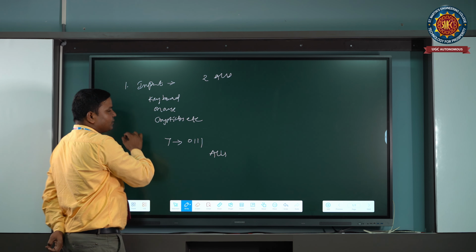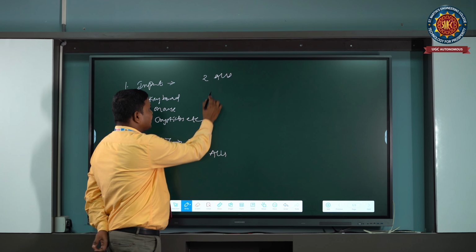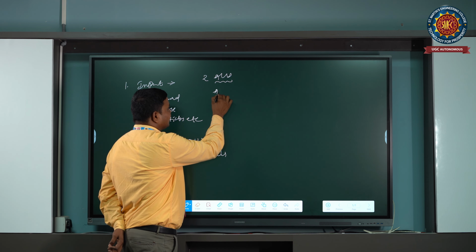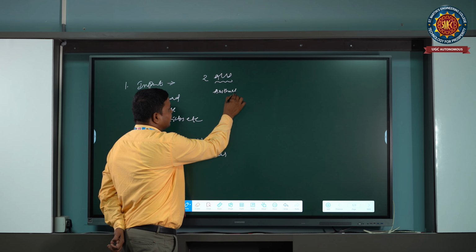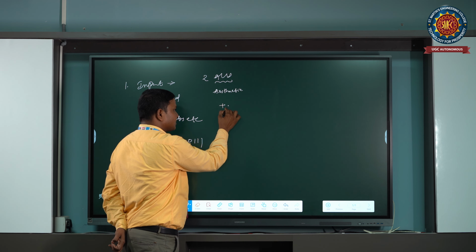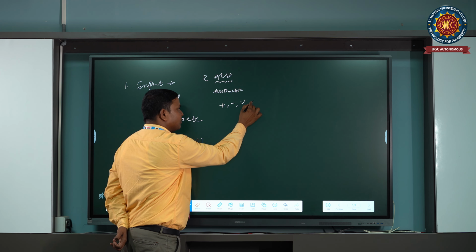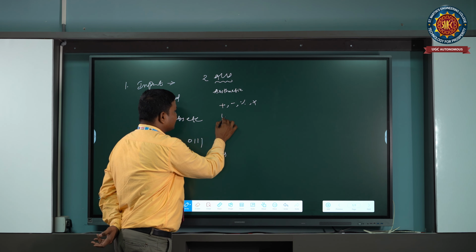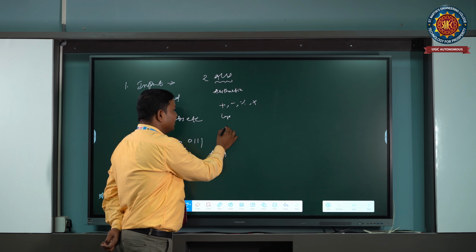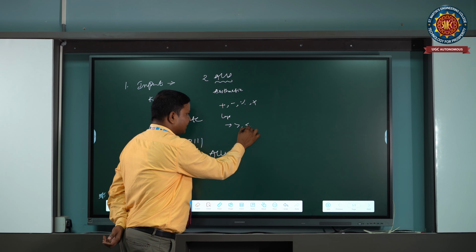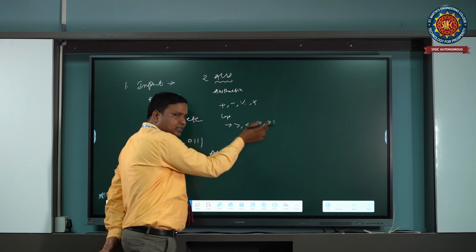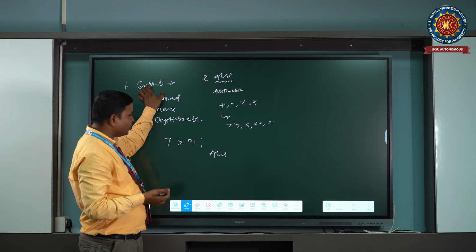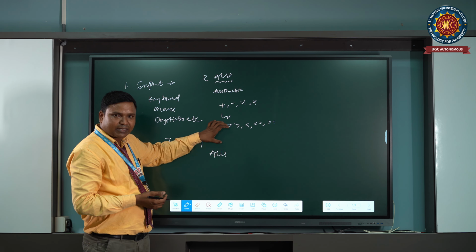So the first one is the input device and the second one is the ALU. In the ALU, all the arithmetic operations will be performed. Arithmetic means addition, subtraction, division and multiplication. Coming to the logic, it means operations like less than, greater than, less than or equal to, and greater than or equal to. These operations are performed in the logical unit. So the next one is the ALU, the arithmetic logic unit.